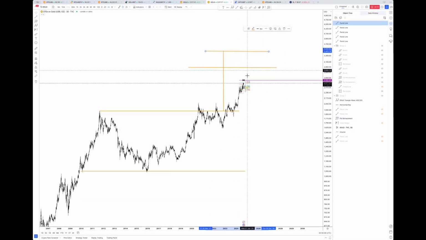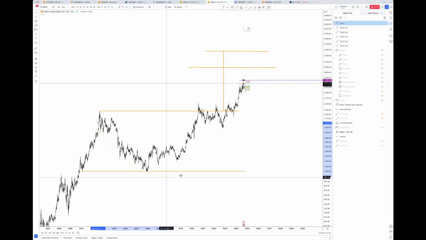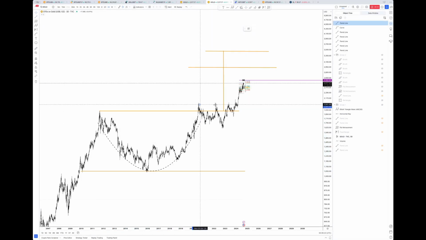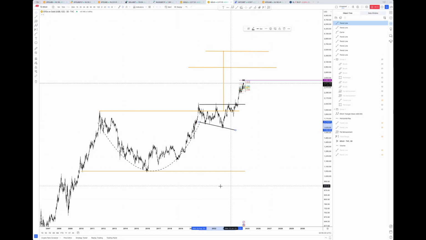So gold is, in my opinion, much more to go. This is our cup and handle, guys. If you haven't seen the previous post, that is our cup. That is our handle. So you can see how this is working out. Nice cup and handle continuation pattern. It took only what? 2011. In 13 years to get to this point.